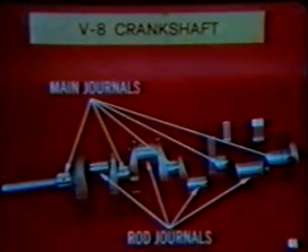The V8 crankshaft is shorter than the 6-cylinder. This one has 5 main journals, alternating with 4 connecting rod journals. Each of the rod journals will have 2 rods connected to it, one from each bank of cylinders.